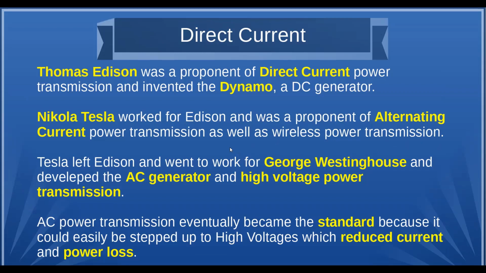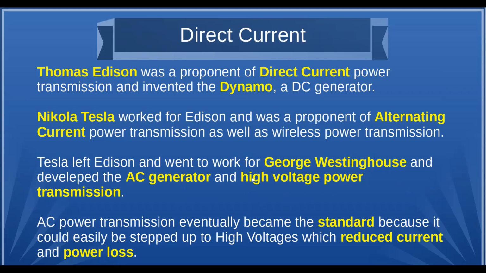I probably should dig up a picture of it. The setup he had, and I think he managed to transmit some power, maybe a mile, but it was just an enormous setup and just not practical. He left Edison and went to work for Westinghouse, who also was a proponent of alternating current, and they developed the AC generator and transformers for high voltage power transmission.